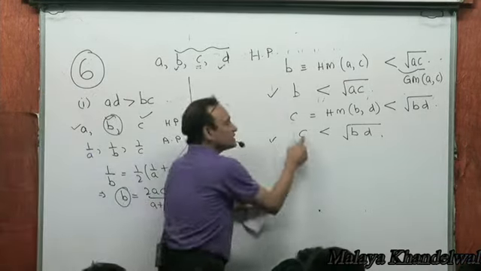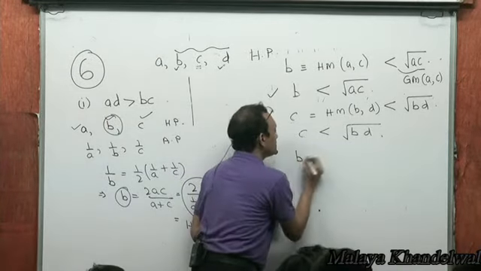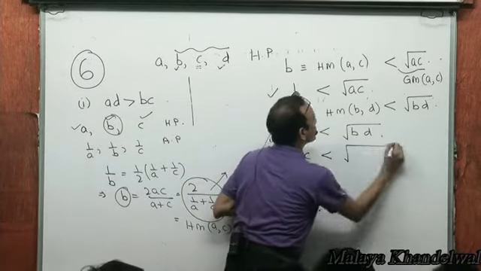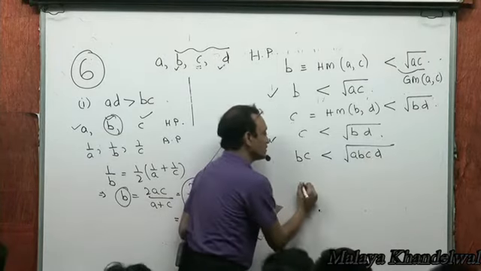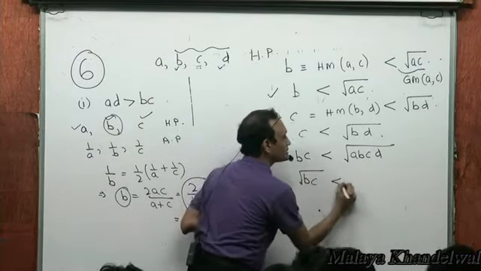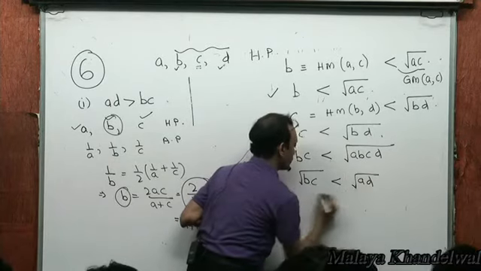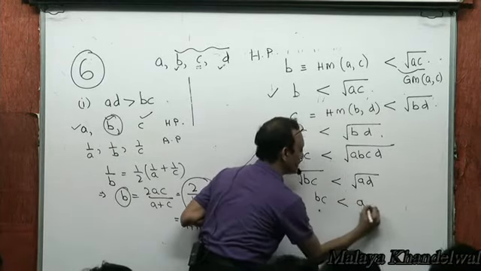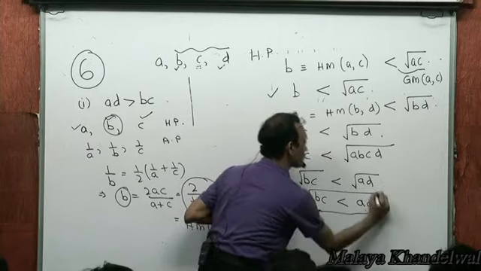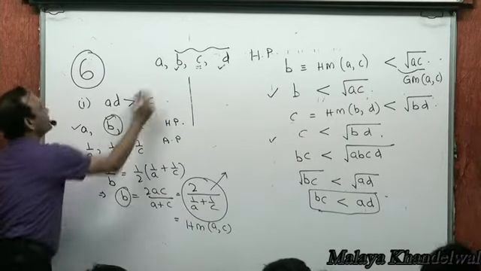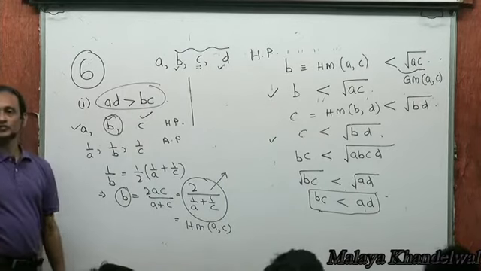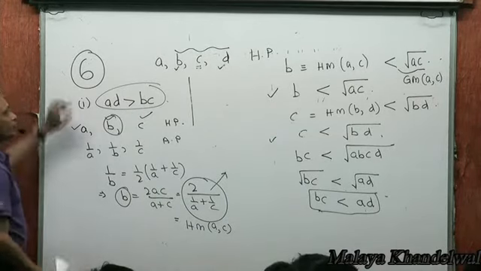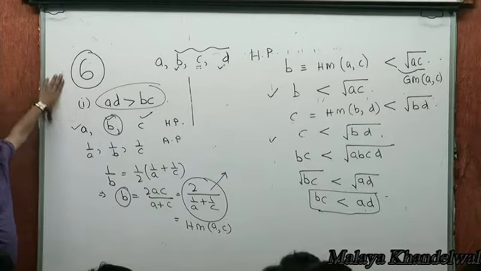And here, multiply these two: BC less than root ABCD. This root BC less than root AD. BC therefore less than AD. Yes or no? BC less than AD. This is what we set out to prove. Are you fine with this or not fine with this?